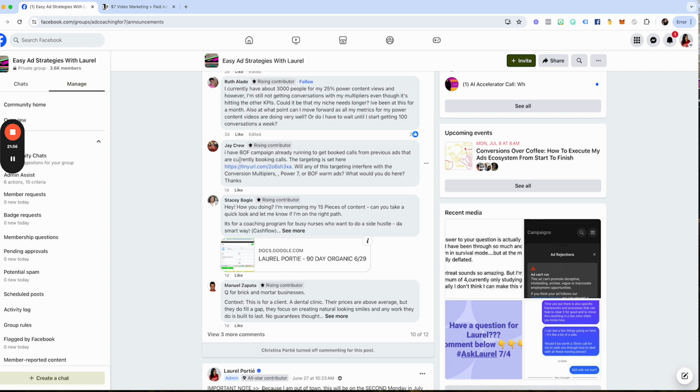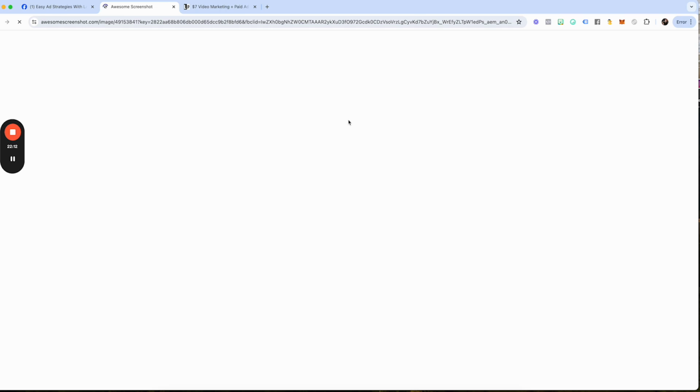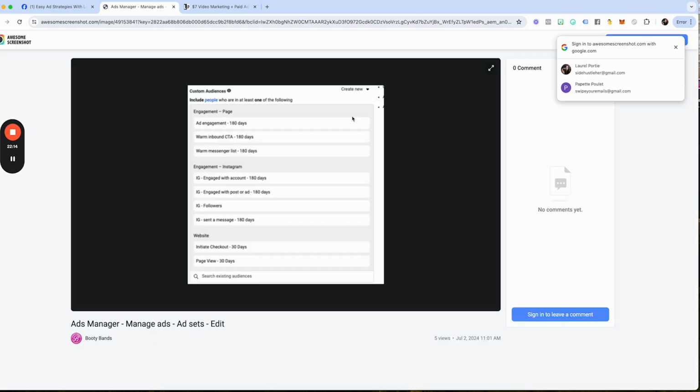Let's see. Jay says, I have a bottom of the funnel campaign ready, running to get booked calls from previous ads that are currently booking calls. The targeting is set here. Will any of this targeting interfere with the conversion multipliers, power 7, I think you mean the hot 7, or bottom of funnel warm ads? What would you do here? Let's take a look at this screenshot. So this is his warm stack. Did a really great job. Ad engagement, 180, warm inbound CTA. Cool. A nice warm stack here.